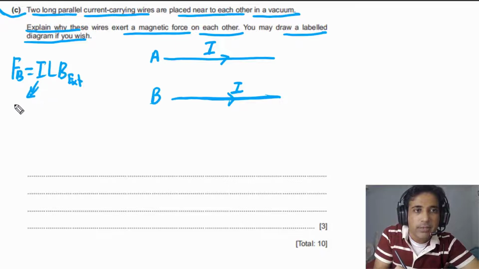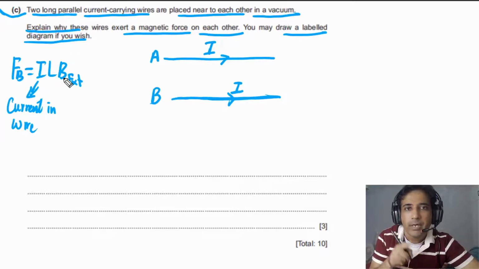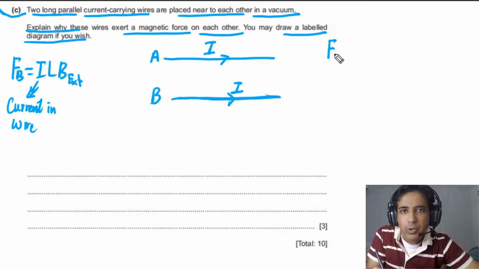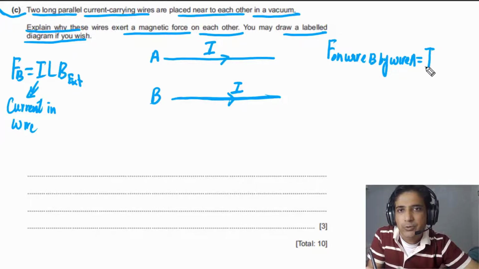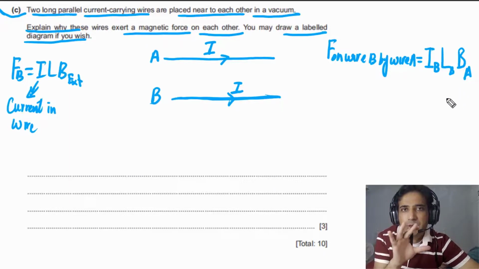So I is current in the wire. If you are talking about force on wire A, so this is current in wire A. And B in this case will be the magnetic field of wire B. Let's try to find out force on wire B by wire A. So we have to find out this force. In order to find force on wire B, we have to consider current in wire B, the length of wire B, and we need to consider magnetic field due to wire A. So this is B_A. So these are the points you need to understand.